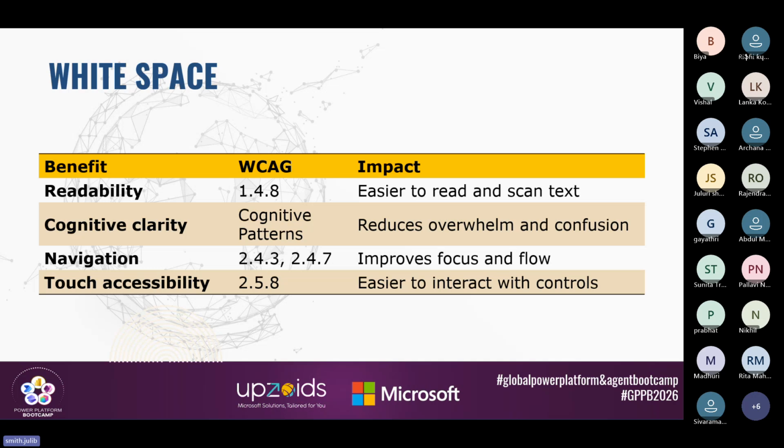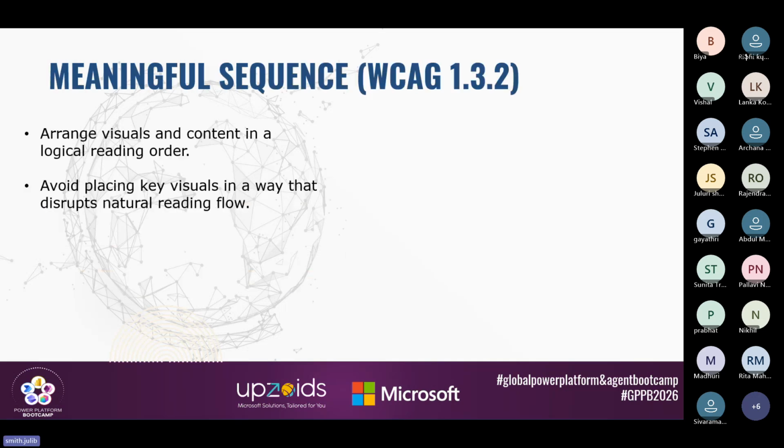Just make sure that it's not more than that, so it's easier to interact. Think about that as well. Next, we have a criteria on WCAG on meaningful sequence. And according to them, we should arrange visuals and content in a logical reading order. We also should avoid placing key visuals in a way that disrupts natural reading flow.